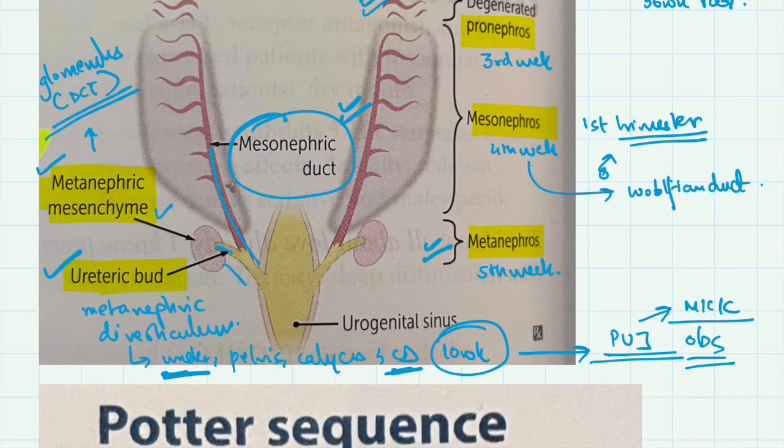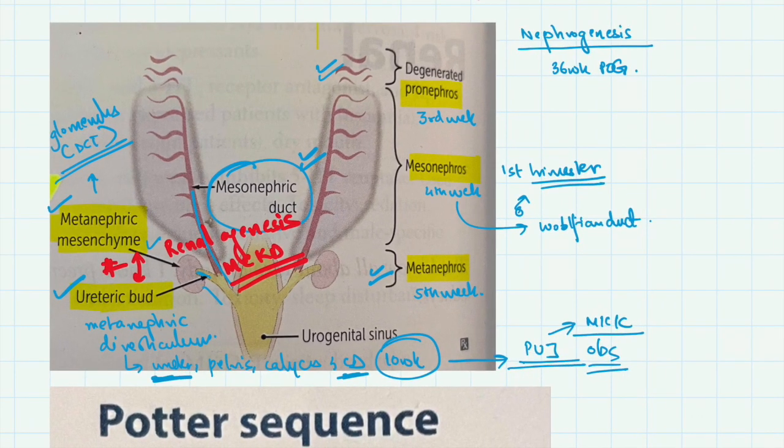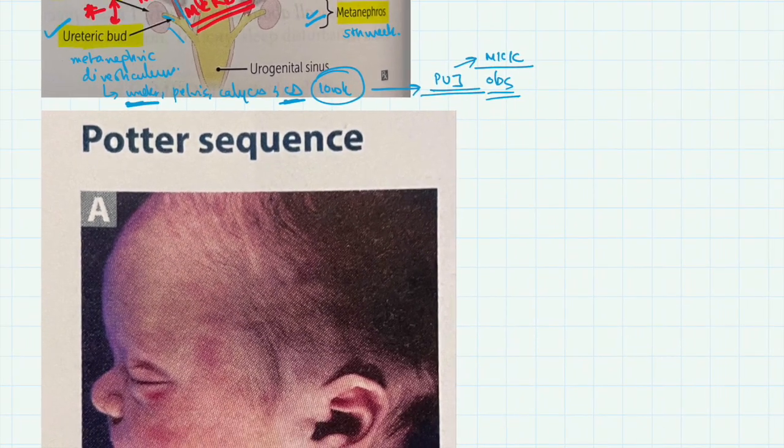Now, if there is any aberration or abnormal interaction between the metanephric mesenchyme and the ureteric bud, it will lead to congenital malformations like renal agenesis, right, medullary cystic kidney disease, and so on. So this was the basic development. Now let us look at some of the congenital anomalies, right?